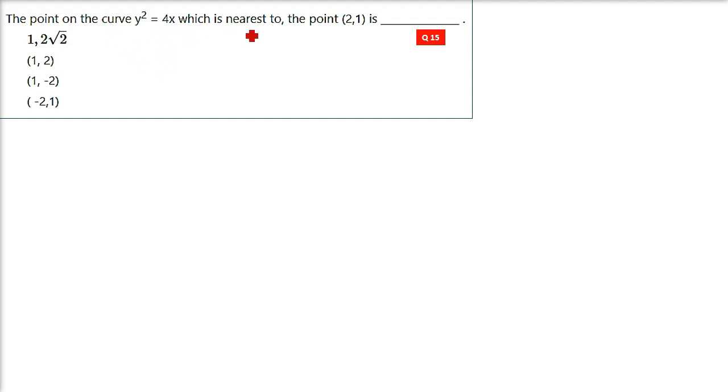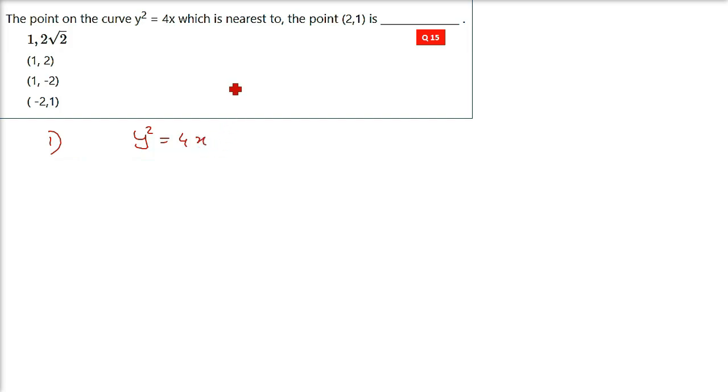The point on the curve y square equals to 4x, which is nearest to the point. Now in the previous exercise, or you can say at 18.5 exercise, we have taken 4 or 5 questions like this. And nearest distance from any curve to any line or any point. We are talking about the distance. Distance equation is very plain.